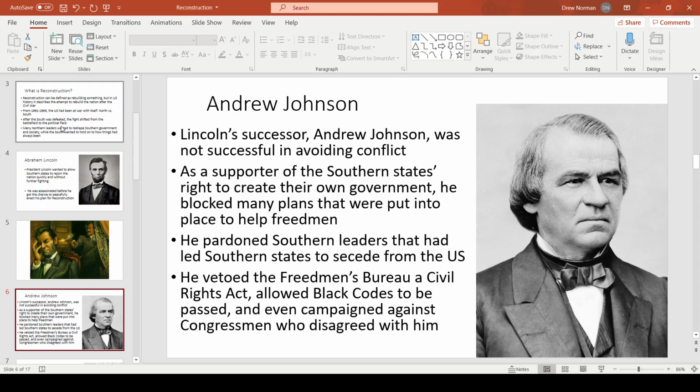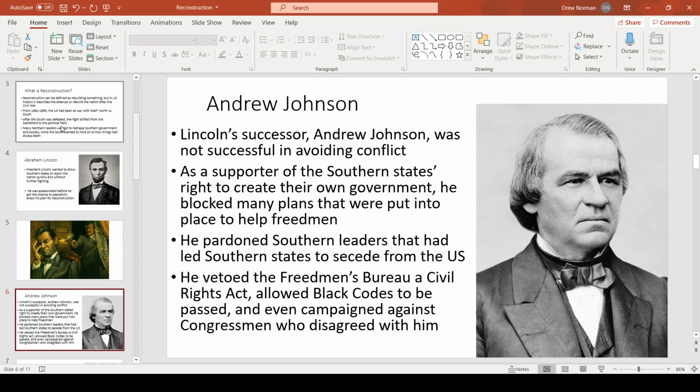His successor was a president named Andrew Johnson, who was his vice president. He was only chosen because he was a Southern man who could get votes in the 1864 election, and because he, being from Tennessee, helped Tennessee jump right back into joining the United States when the war was over. With that said, he was a major supporter of Southern states' rights to create their own government, and he blocked many plans that were put into place to help the freedmen.